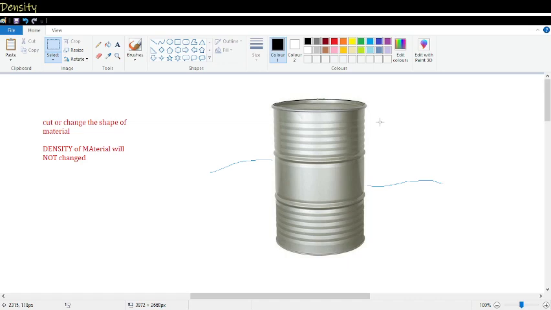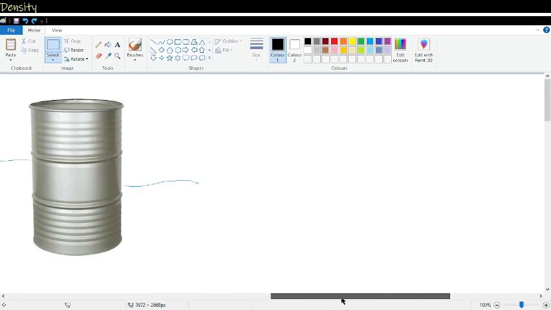The density of material is not changed, but the density of the object itself, like the density of the ship, the density of the submarine, can be changed if you change the shape. Because as you can see here, there is a lot of air inside this drum, and of course it has bigger volume, so it will make the density become less. And that's what is used for the submarine also.